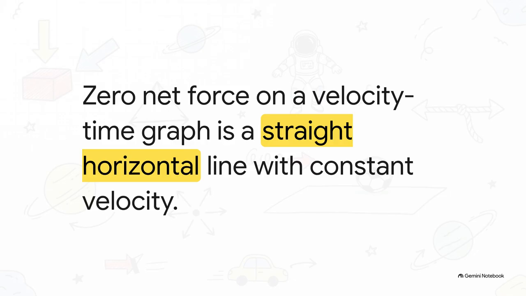Let's tackle just one more common trap, but this time it's visual. If an examiner tells you the net force on an object is 0, and then asks you to visualize that on a velocity time graph, what does it actually look like? Well, it's just a straight, flat, horizontal line. Why is that? Because if the force is 0, the acceleration has to be 0. And if acceleration is 0, your velocity remains perfectly 100% constant. It doesn't go up, it doesn't go down, it just stays perfectly flat as time moves forward.